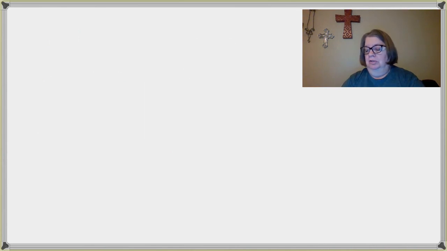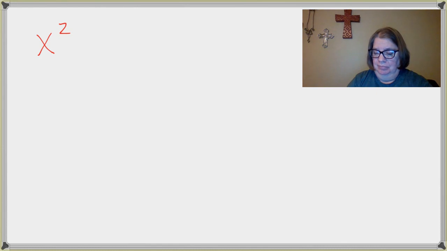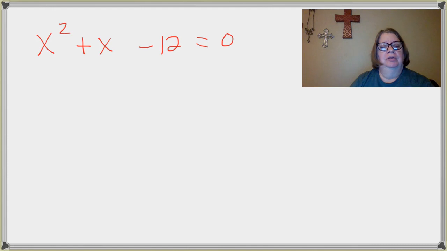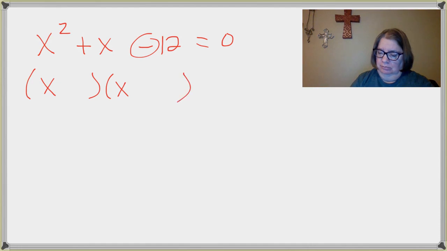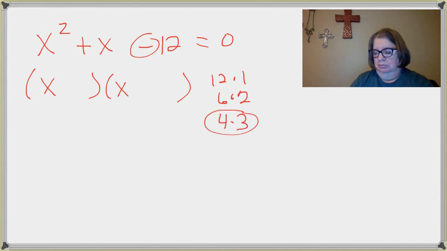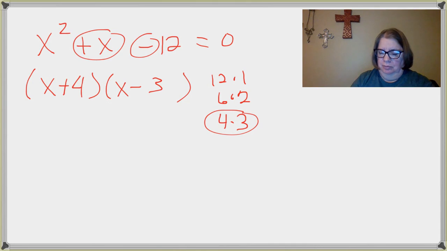Okay, let's do one with a negative. What if we had x squared plus x minus 12? So I need numbers that multiply to 12 and subtract, because this is negative, to 1. Factors of 12 are 12 and 1, 6 and 2, 4 and 3. Which ones subtract to 1? It'd be the 4 and the 3. To make a positive 1, I'm going to put a plus 4 and a minus 3. So you kind of remember your factoring steps.